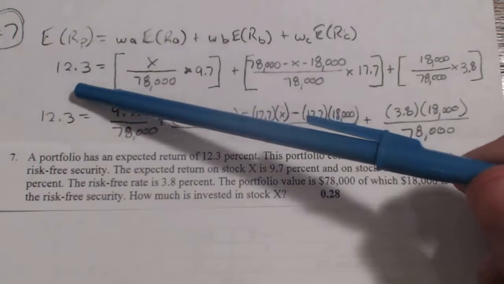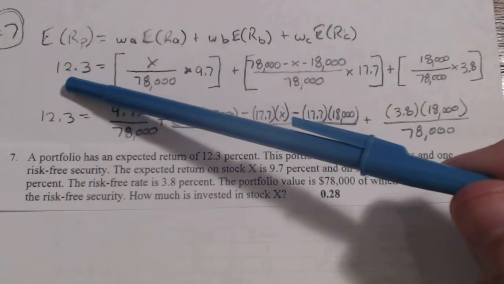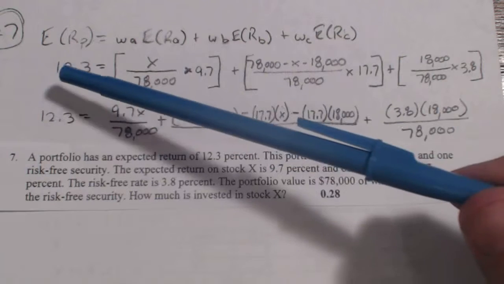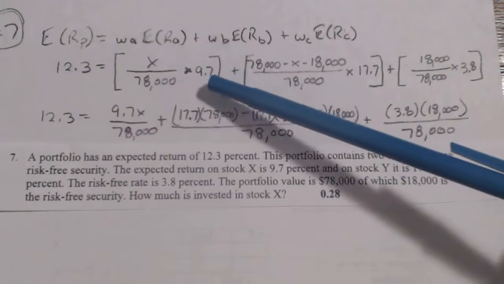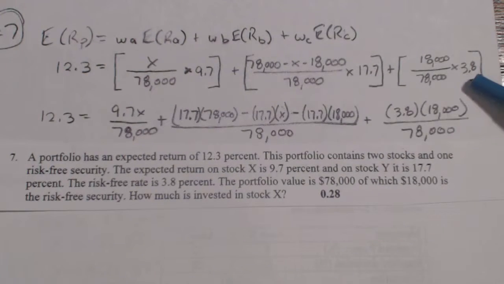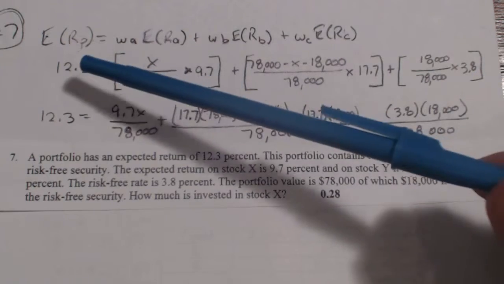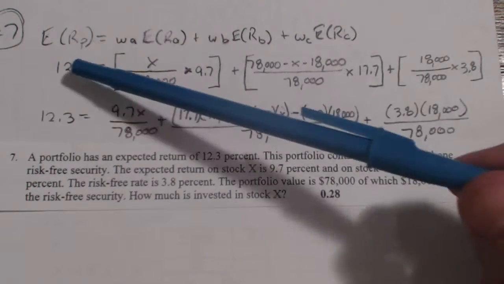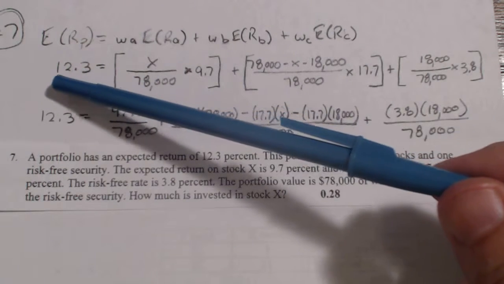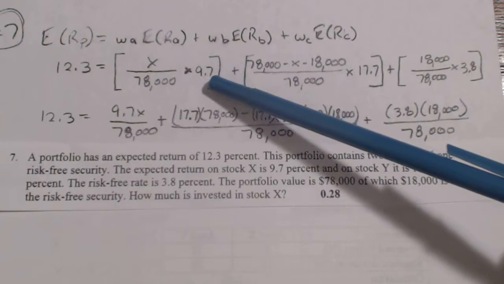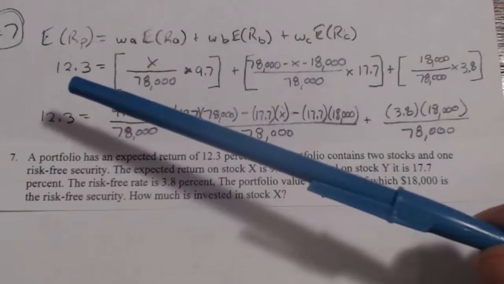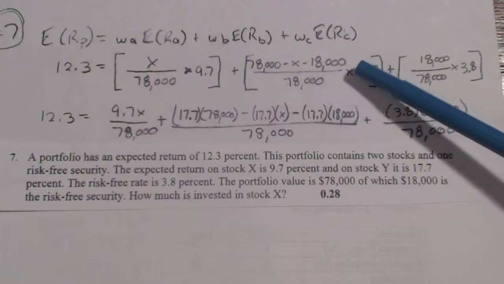And again, I've got everything for the returns as numbers. So if you're going to keep these as a percent, then have this as a percent, that as a percent, that as a percent. Keep them all as a percent. If you're going to have them as decimals, have this as 0.123, 0.097, 0.177, 0.038. It'll come out the same either way, but just make sure you're consistent on how you handle these.